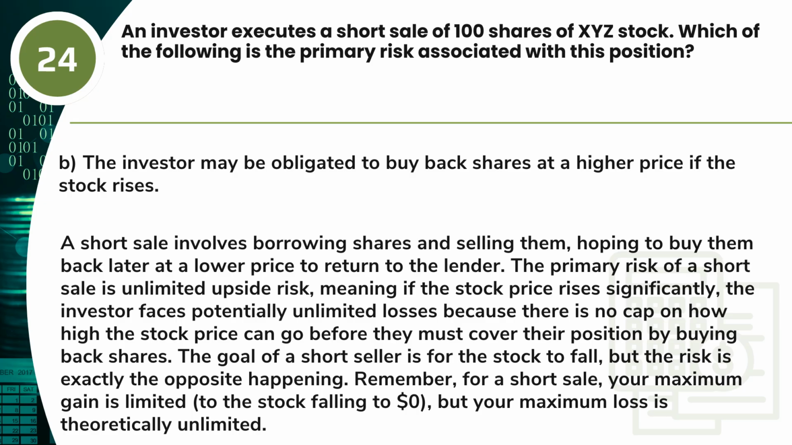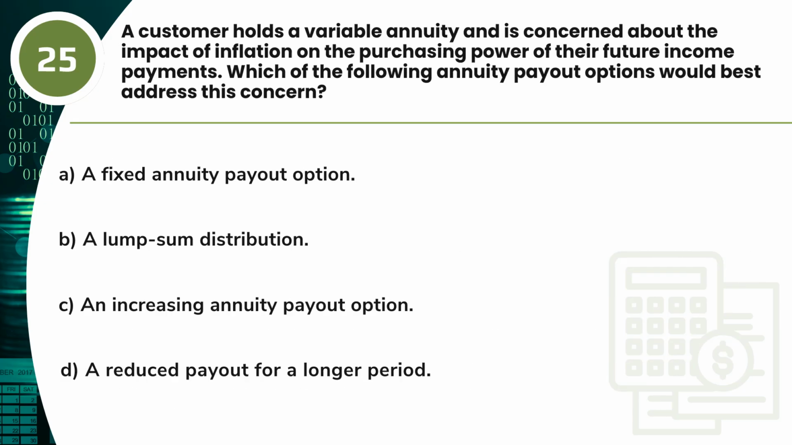A short sale involves borrowing shares and selling them, hoping to buy them back later at a lower price to return to the lender. The primary risk of a short sale is unlimited upside risk, meaning if the stock price rises significantly, the investor faces potentially unlimited losses because there is no cap on how high the stock price can go before they must cover their position by buying back shares. The goal of a short seller is for the stock to fall, but the risk is exactly the opposite happening. Remember, for a short sale, your maximum gain is limited to the stock falling to $0, but your maximum loss is theoretically unlimited.